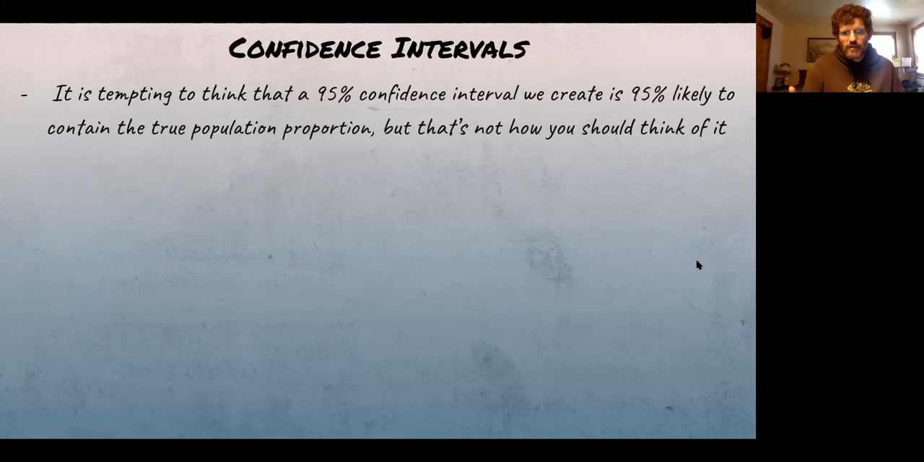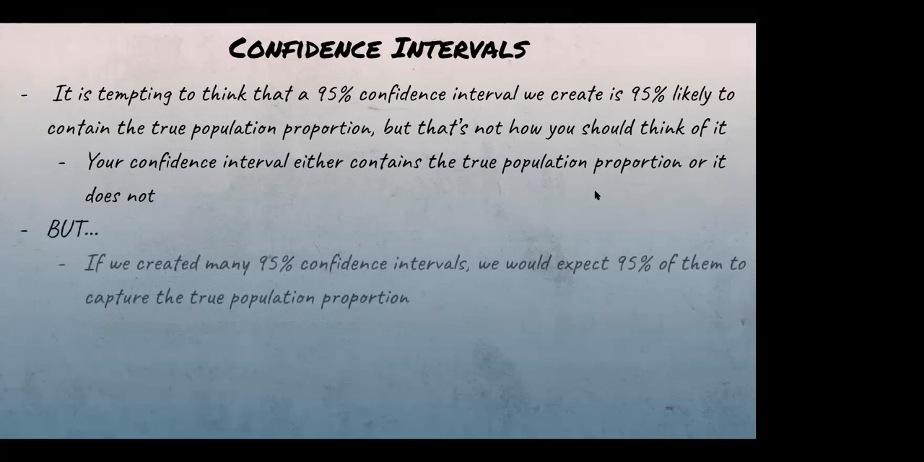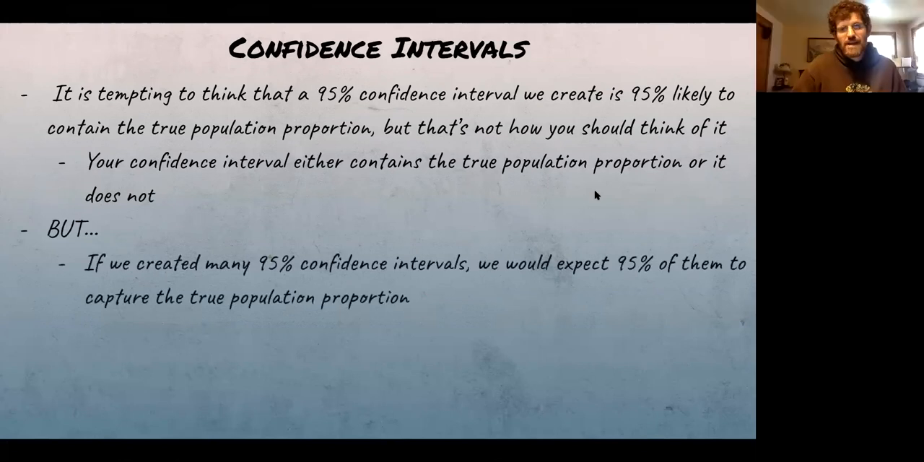Okay, so we already talked about this, so this is just to summarize a little bit. It's tempting to think that a 95% confidence interval we create is 95% likely to contain the true population proportion, but that's not how you should think of it, because your confidence interval either contains the true population proportion or it does not. There's no percent chance. It's intuitive to think that way, but it either has it or it doesn't. So instead, the way to think about it is that if we created infinite 95% confidence intervals, we would expect 95% of them to capture the true population proportion.